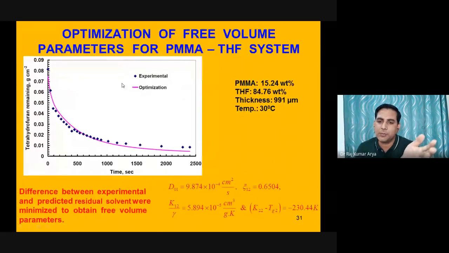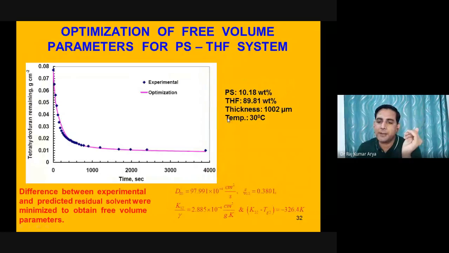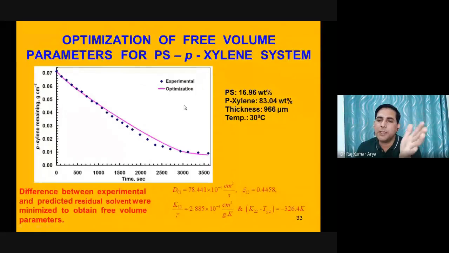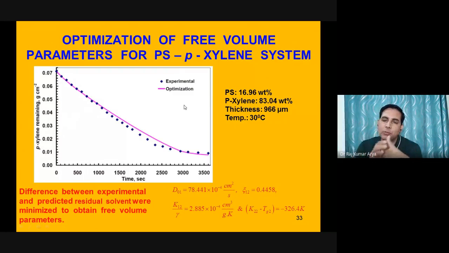Same thing we did for the PMMA THF system, and we got these optimized parameters. Same thing for polystyrene tetrahydrofuran, and then we did it for polystyrene paraxylene. You will have several combinations for each system, because once your code is working and your optimization code is fine, and you are very good at the starting guess value, your code will converge.